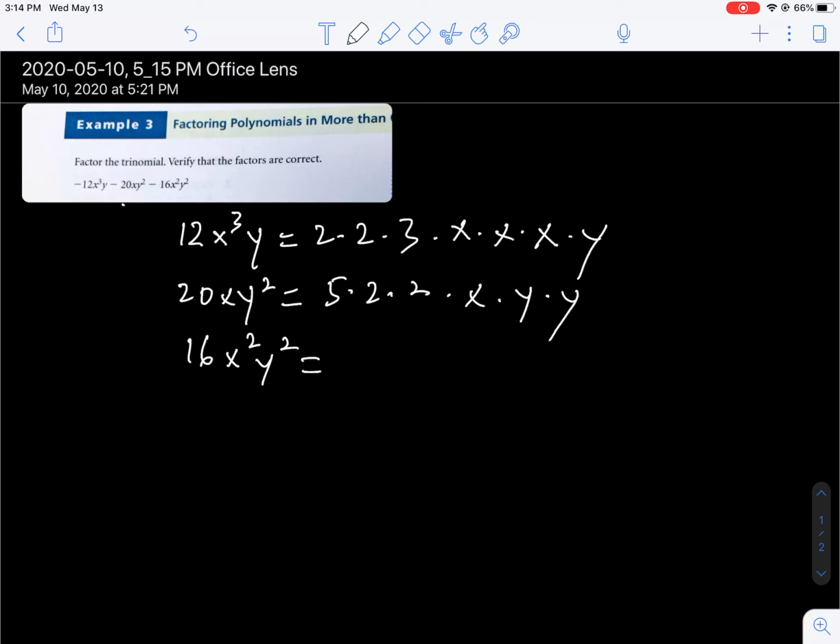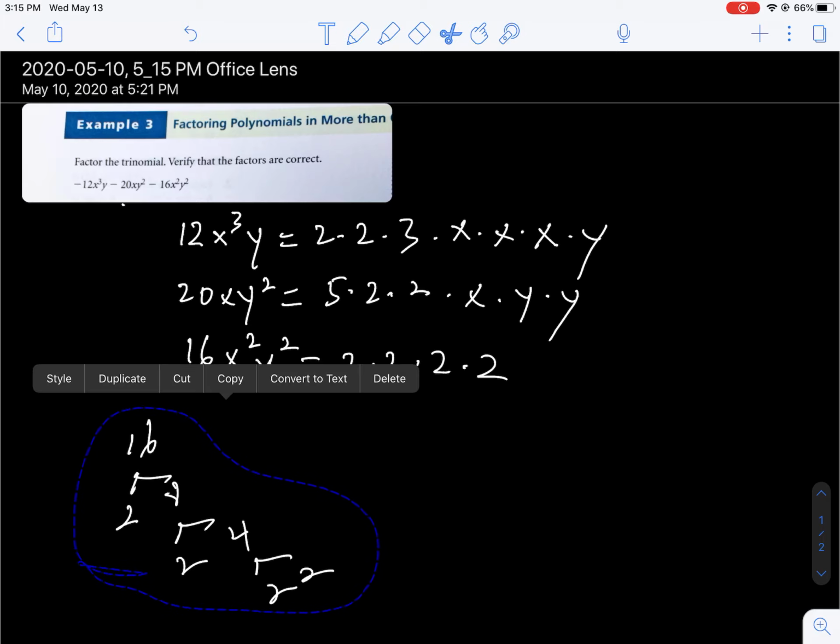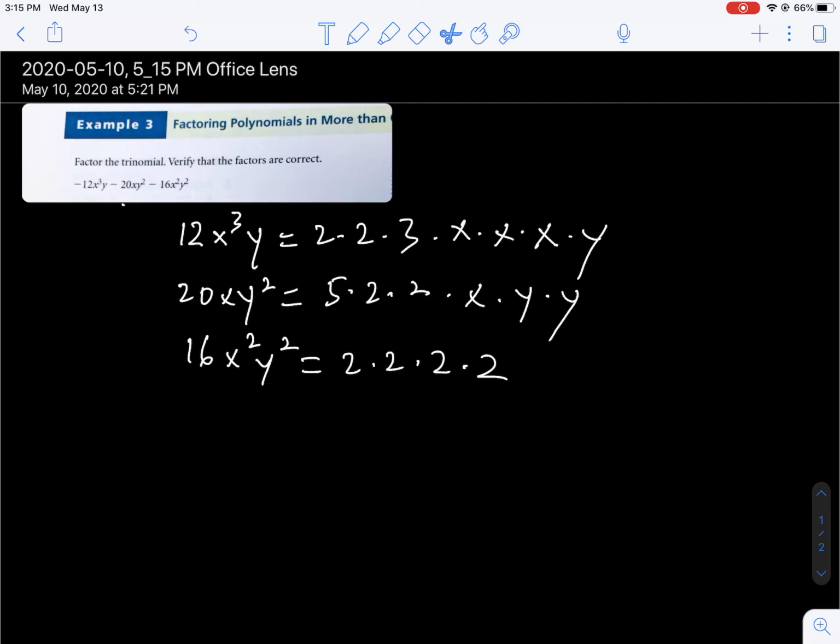So the prime factors for 16 are 2 times 8 is 16, 2 times 4 and 2 times 2. So I've got four 2's. Okay, so we'll get rid of this. I'll write x, so x squared is x 2 times, and y squared is y 2 times.